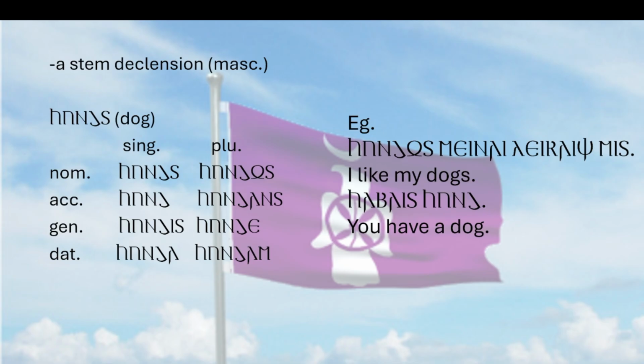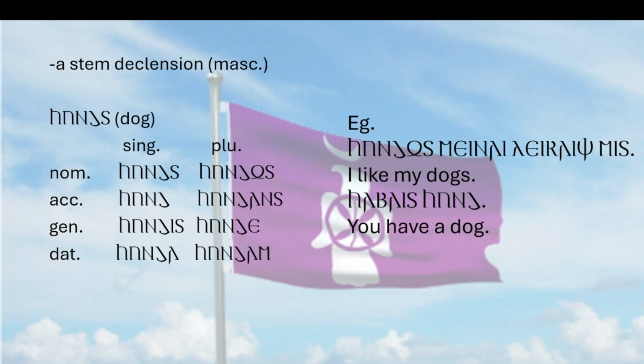So the first type of declension we are going to learn is the A stem declension in the masculine gender. For example, the word hund, meaning dog. The nominative singular is hund. This is the base form. This is the word, the form that you can look up in the dictionary.